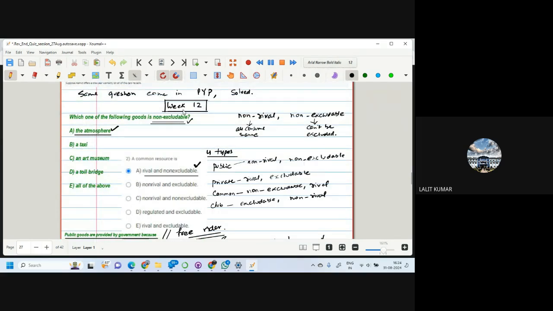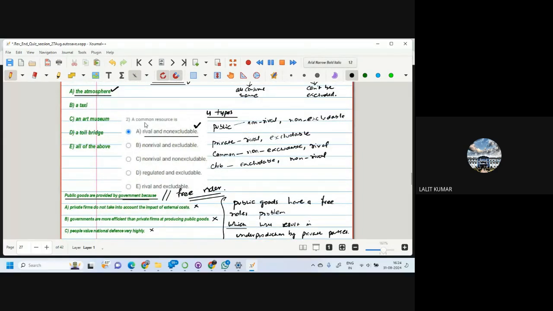Now, week 12 was about public goods, private goods, club goods, and all that. Non-excludable, like the atmosphere, and we had also made that matrix. Now what is a common resource? We made this matrix: public, private, common, club. Non-rival and non-excludable is public. Private is both rival and excludable. Common is non-excludable, you cannot exclude, but it is rival. For example, the sea, where all the fishermen are trying to catch fish. Club is excludable, but once you enter the club, it is non-rival. So these are the four. A common resource is rival and non-excludable, like the sea and fish.